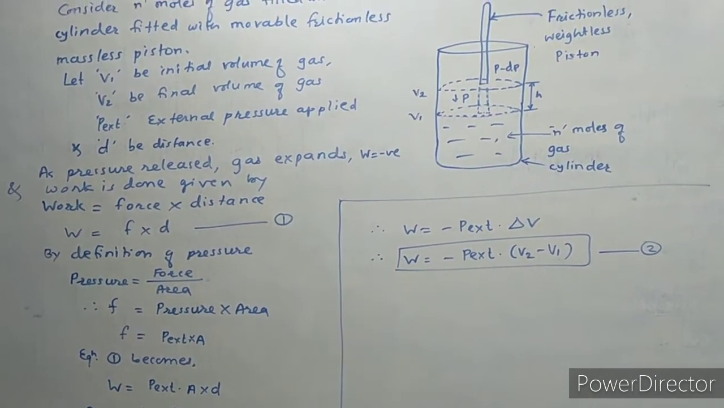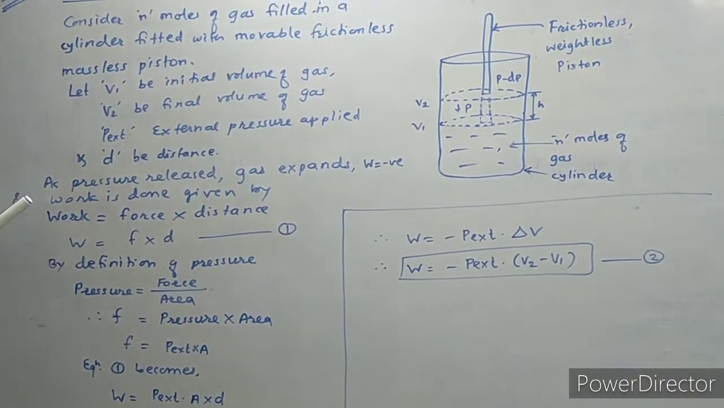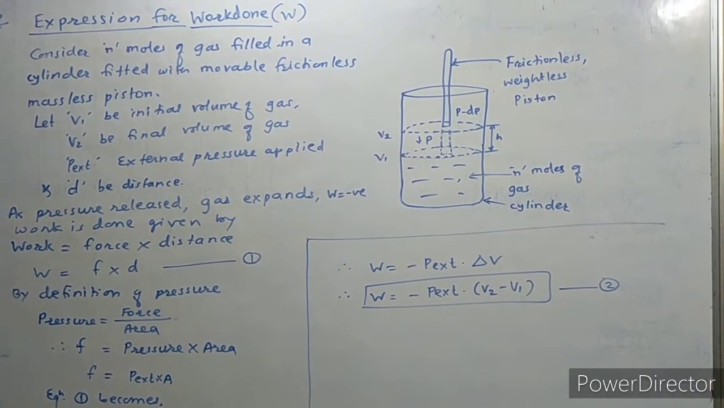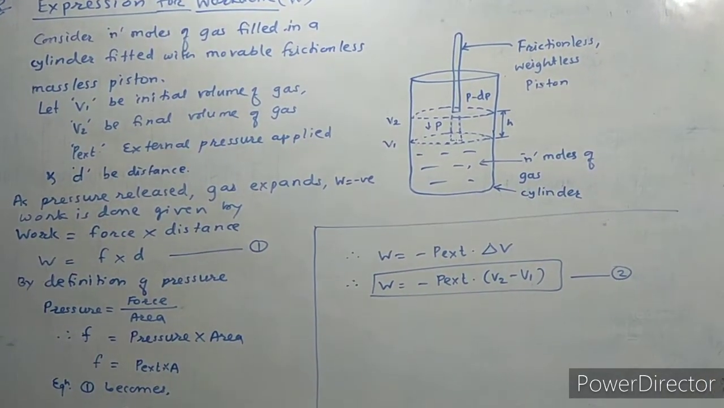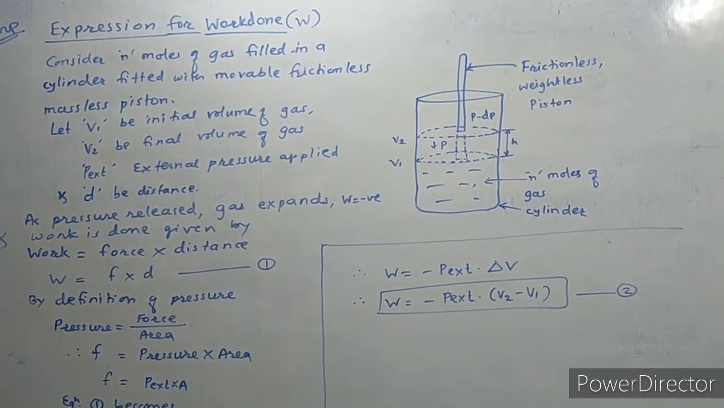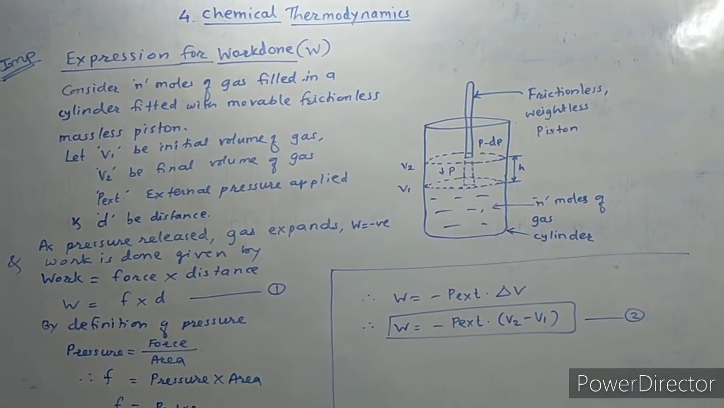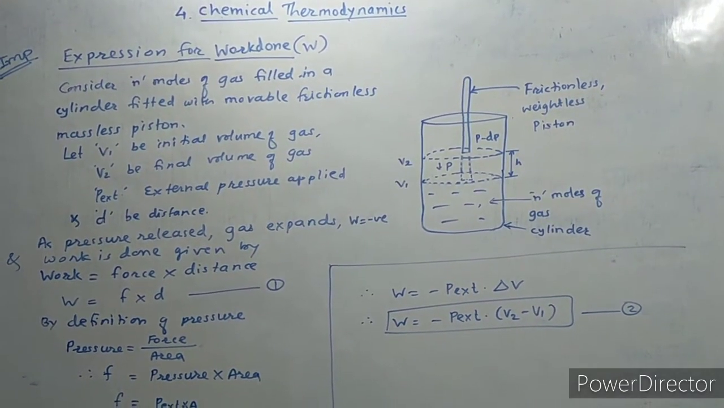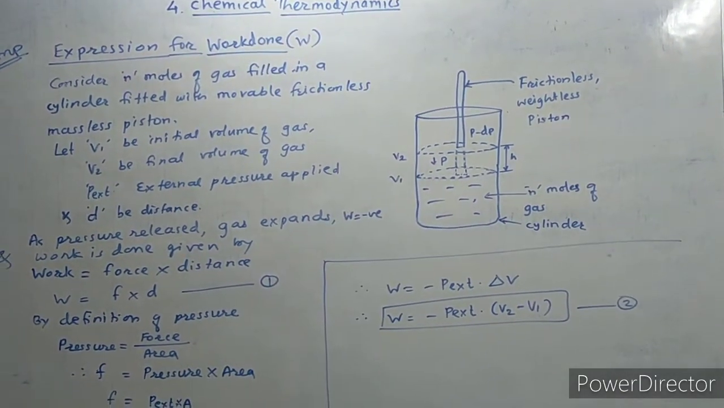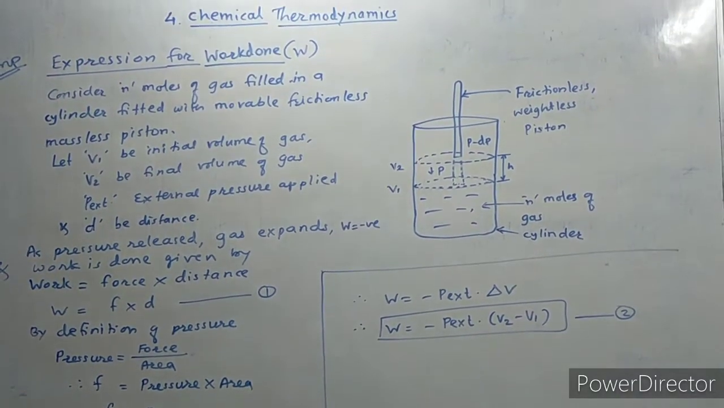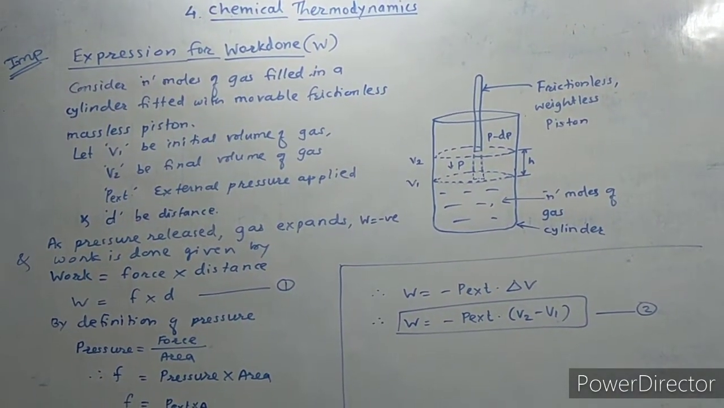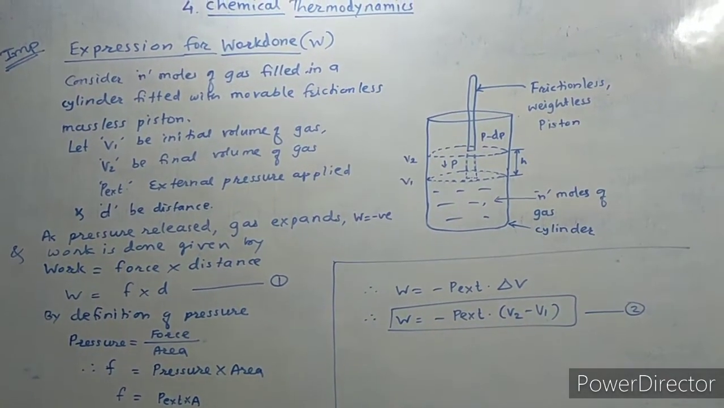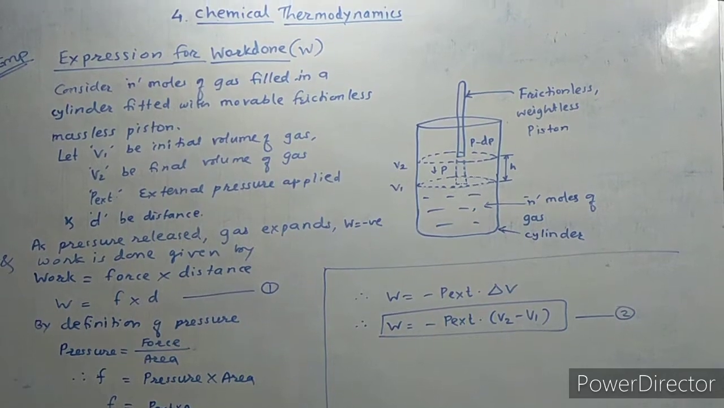Now we have seen that as the gas expands, the value of W becomes negative. So W is equal to minus P external into delta V. Previously we have seen that delta V is nothing but V2 minus V1. So W is equal to minus P external into V2 minus V1. So that is the expression for work done. A question can be asked for 2 marks up to equation number 2.